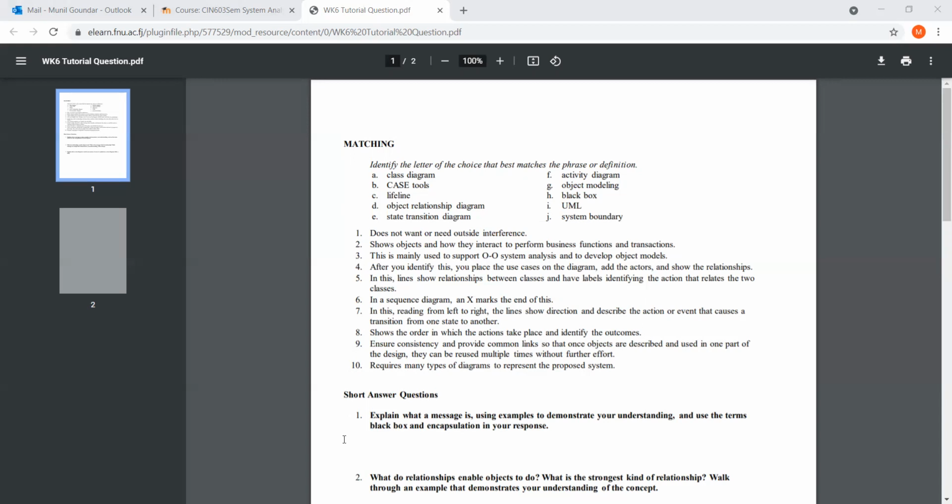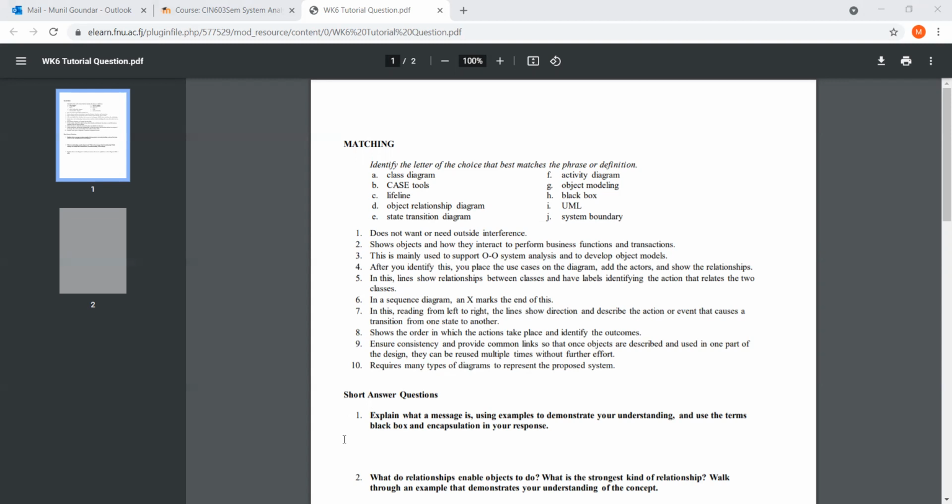After you identify this, you place the use cases on the diagram and add the actors and show the relationships. The correct answer there is J, system boundary. In this, lines show relationships between classes and have labels identifying the action that relates the two classes. Class diagram, A. In a sequence diagram, an X marks the end of this lifeline, which is C.